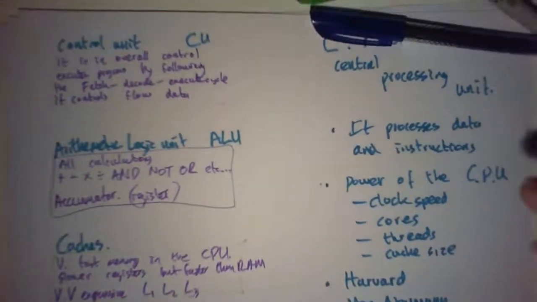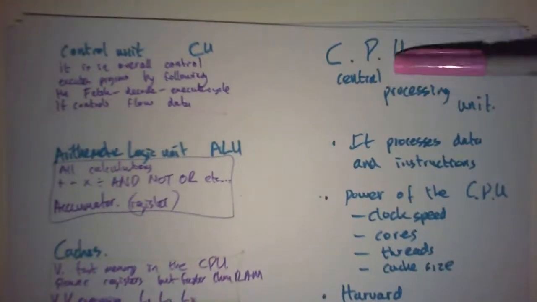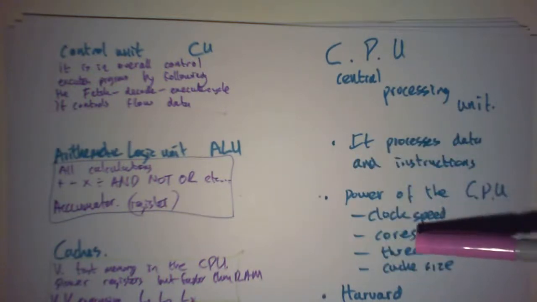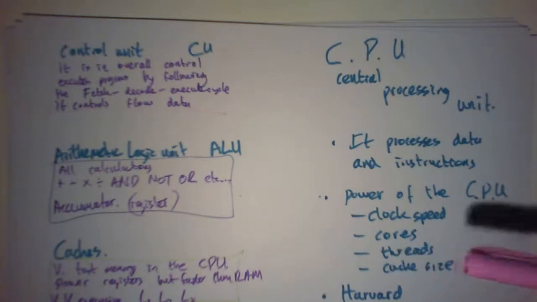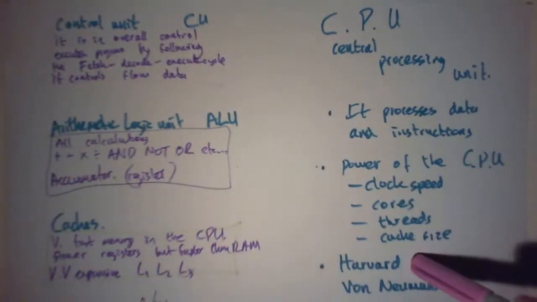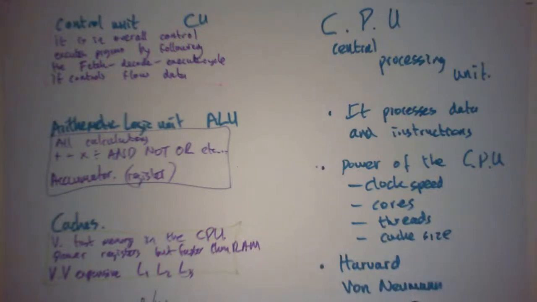Okay, so just very quickly before we go into the big detail. CPU, central processing unit. It processes all the data and instructions. The power of the CPU is determined by clock speed, the number of cores, the number of threads, and the cache size. There are 2 types of architecture that are designed around CPUs. One is the Harvard architecture, which we don't do, but which we have talked about briefly in class, and von Neumann, after John von Neumann, and that's the one that most computers now run on.